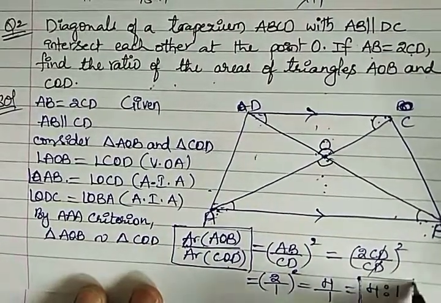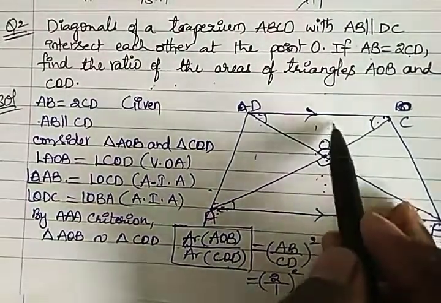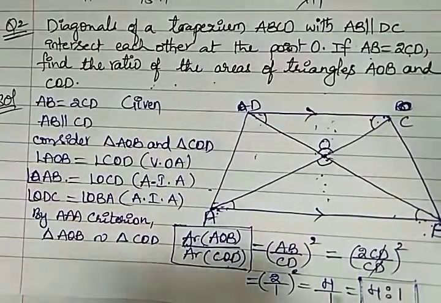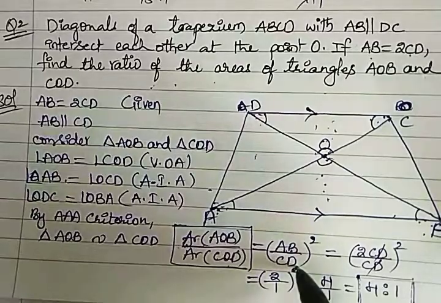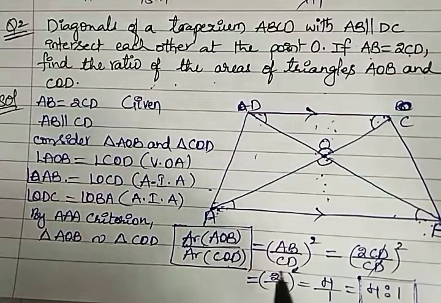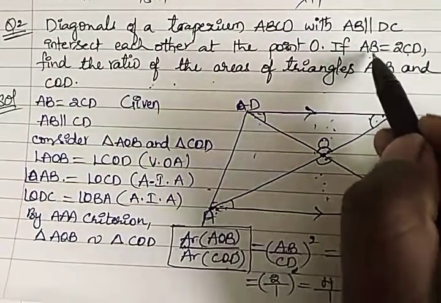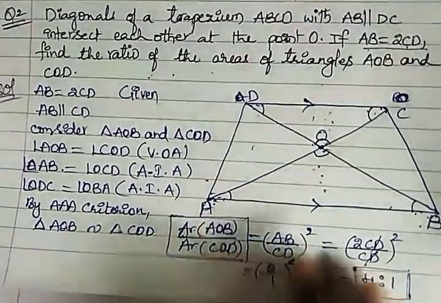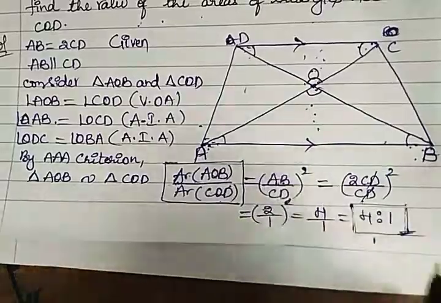4:1. So what did we do in this question? We just proved both the triangles similar, and after proving that they are similar, we have written the similarity statement related to areas, and substituted the given condition. That's how we got the answer 4:1. So this is question number 2 of exercise 6.4.